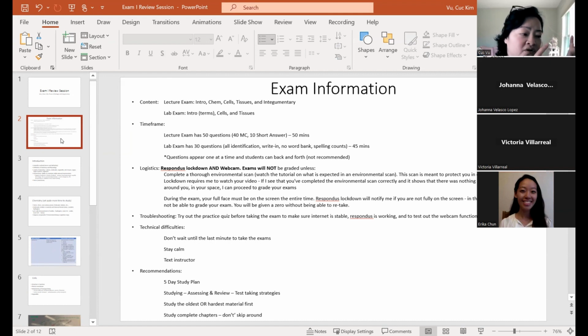You're going to see an image, or you're going to see a term, or some definition, and then you'll fill in the term, or you'll identify what structure that is. Spelling counts. You didn't have a word bank for your quizzes. You won't have a word bank for your exam either.